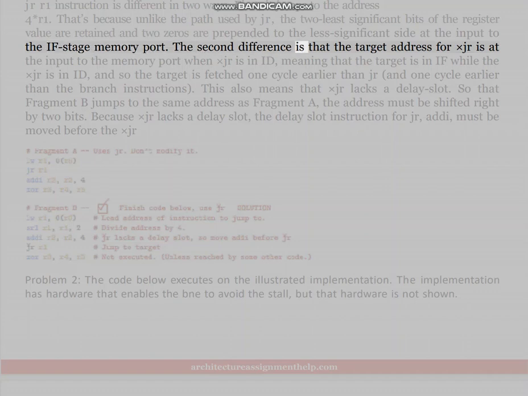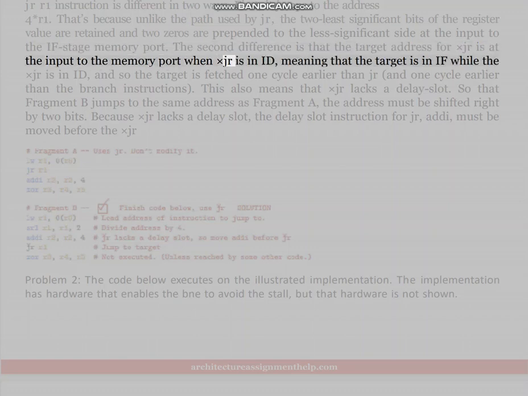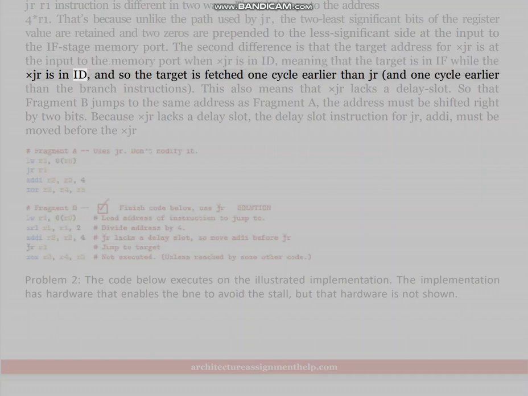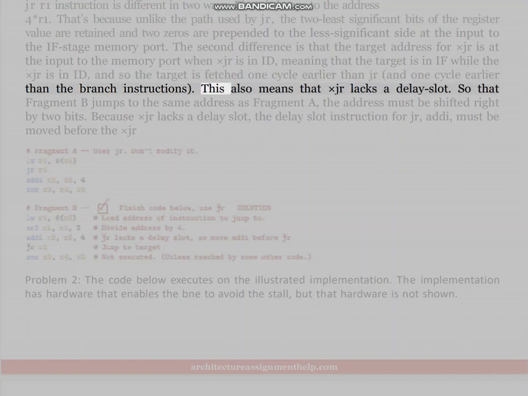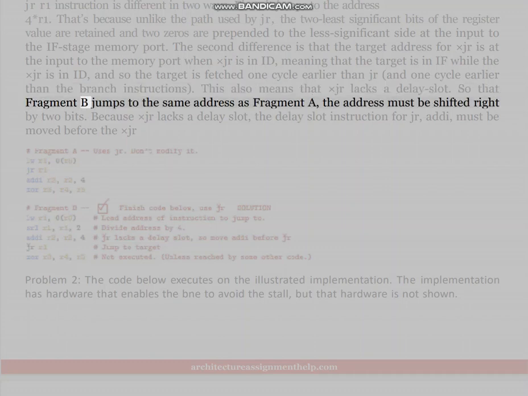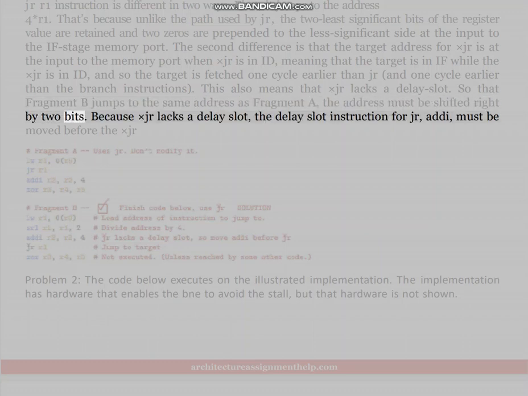The second difference is that the target address for xJR is at the input to the memory port when xJR is in ID, meaning that the target is in IF while the xJR is in ID, and so the target is fetched 1 cycle earlier than JR, and 1 cycle earlier than the branch instructions. This also means that xJR lacks a delay slot. So that fragment B jumps to the same address as fragment A, the address must be shifted right by 2 bits. Because xJR lacks a delay slot, the delay slot instruction for JR, ADI, must be moved before the xJR.